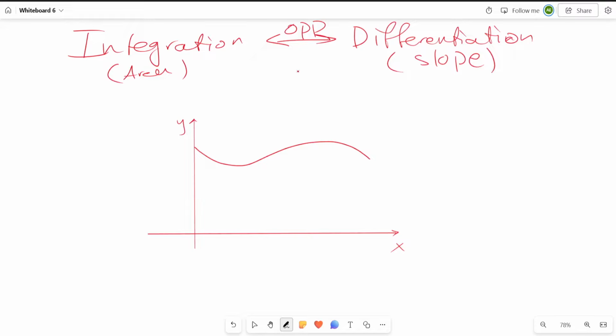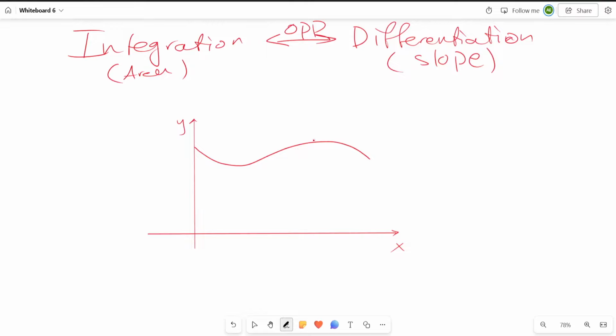And by the way, I've done 2 videos going through the concepts of integration and differentiation. I will leave their links. Please click on them to understand why is integration the area under the graph and why is differentiation the slope. However, I'll go super quickly.